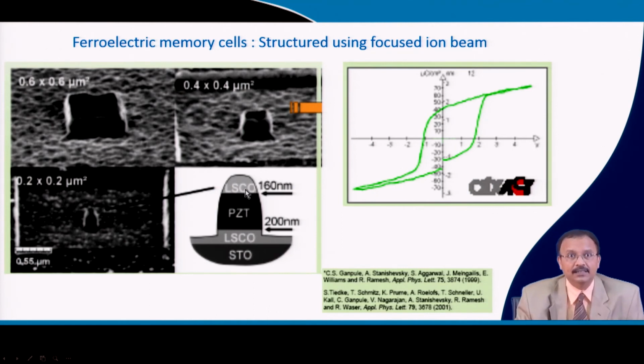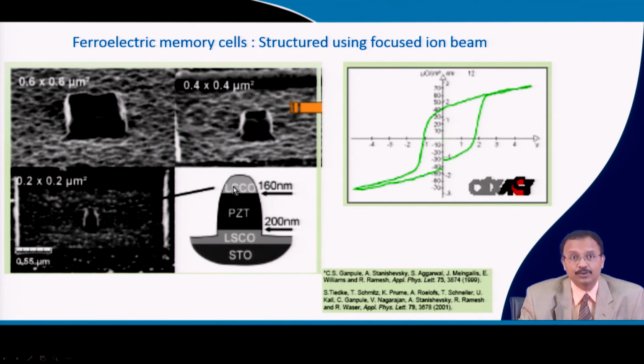It is really challenging. So, one thing that can be done is by focused ion beam. You can just etch the remaining part and you have a device which is typically 0.6 by 0.6 micrometer square. Then you can reduce it to 0.4 by 0.4 and 0.2 by 0.2. So, here a typical structure that is used is PZT.